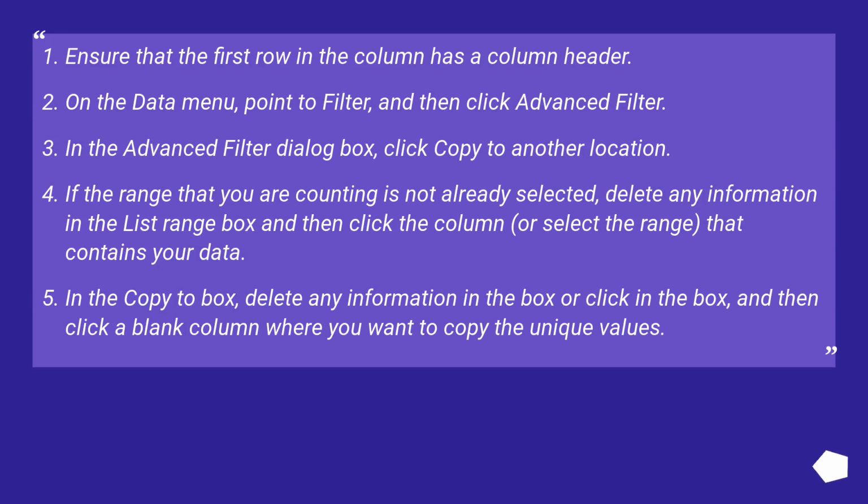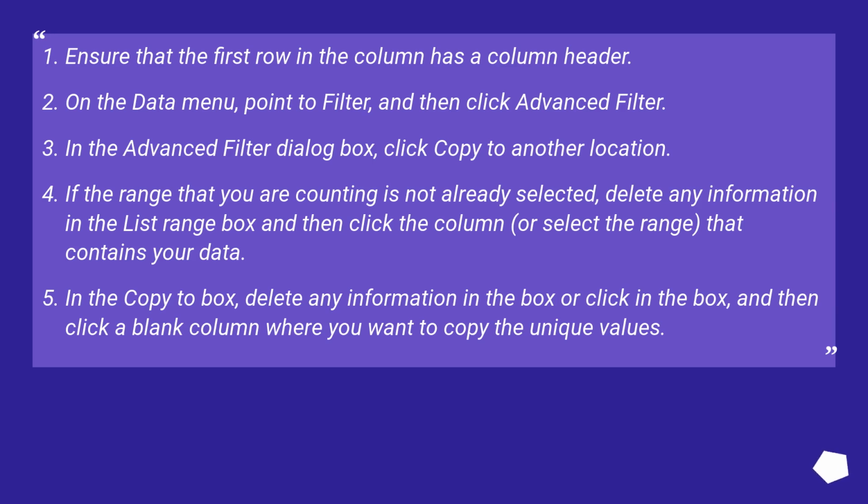Ensure that the first row in the column has a column header. On the Data menu, point to Filter, and then click Advanced Filter. In the Advanced Filter dialog box, click Copy to another location. If the range that you are counting is not already selected, delete any information in the List Range box and then click the column, or select the range, that contains your data.